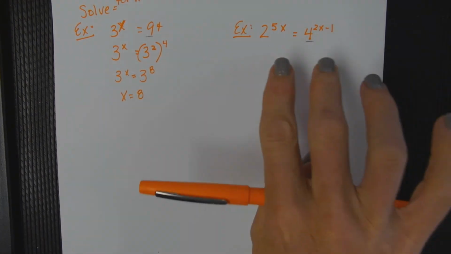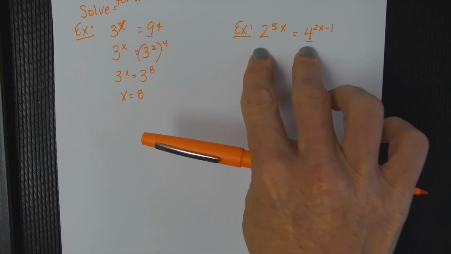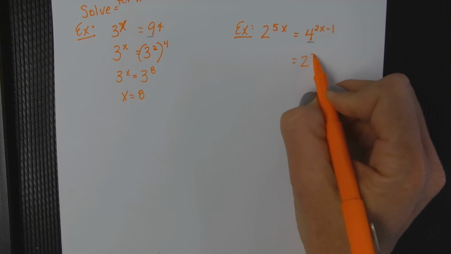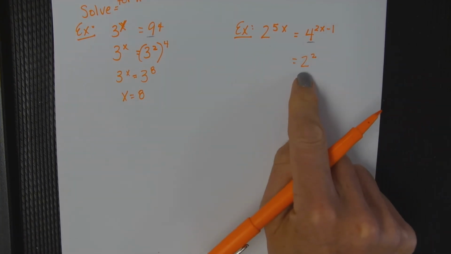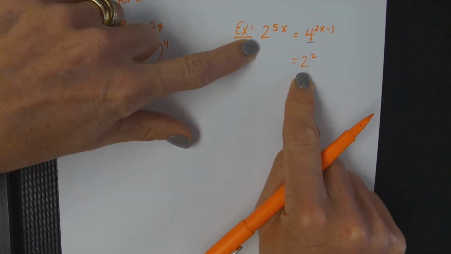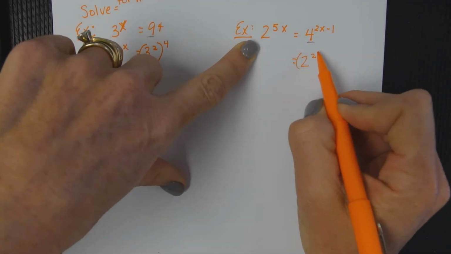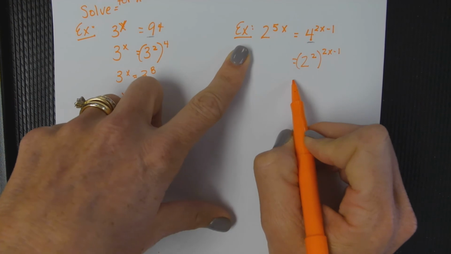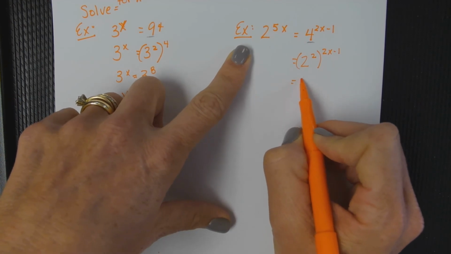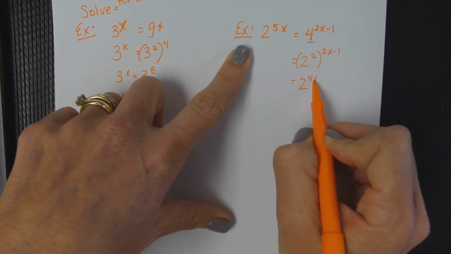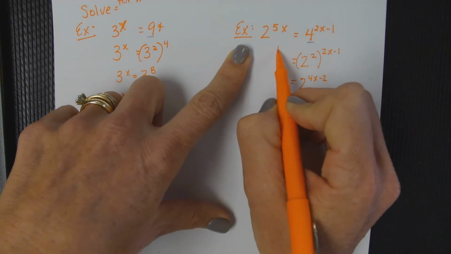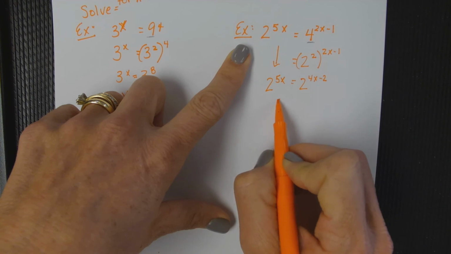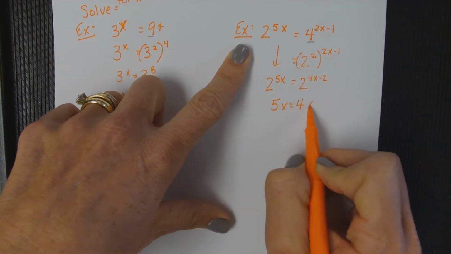All right, so what do I want to do with this over here, the second one? Okay, so this will be 2 squared. The whole point is I want the base to be 2. Okay, 2 squared, and don't forget your 2x minus 1. You get 2 to the 4x minus 2. Bring this down. 2 to the 5x. 5x equals 4x minus 2.